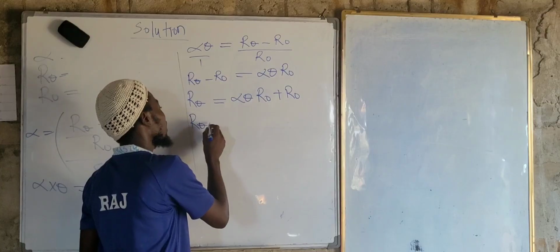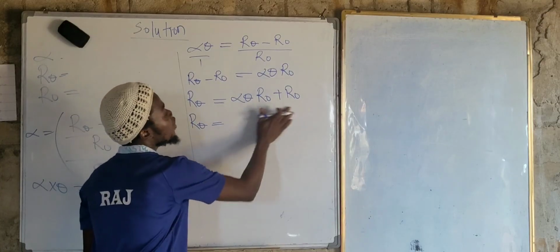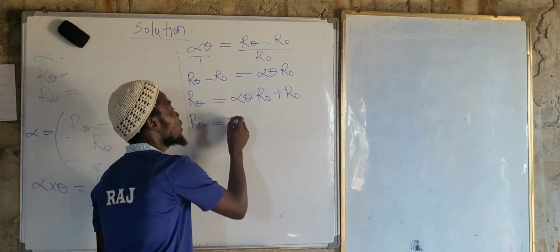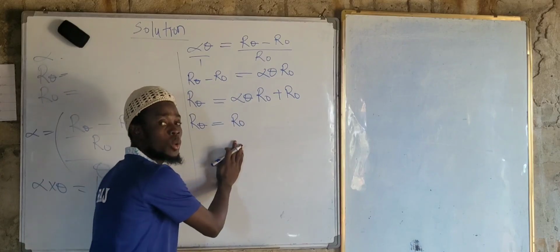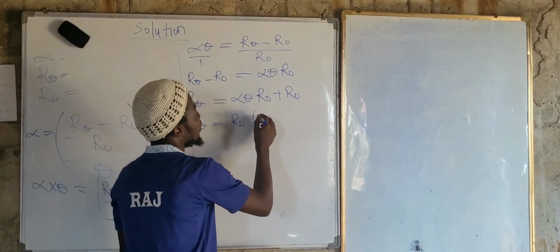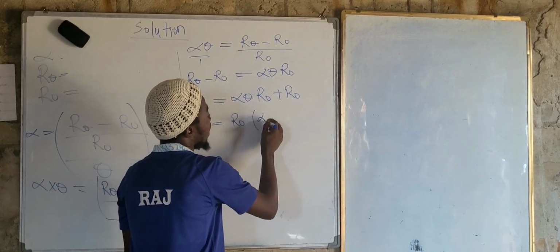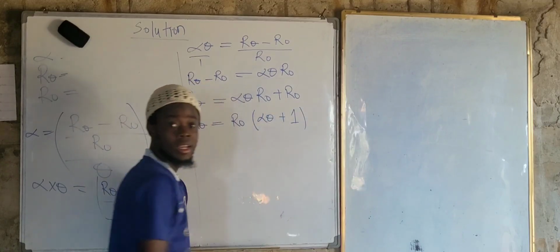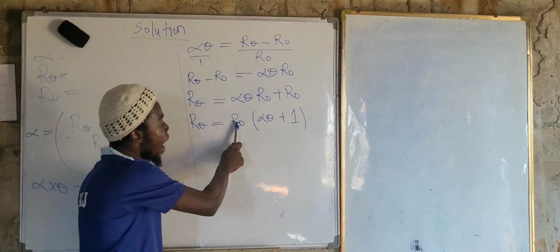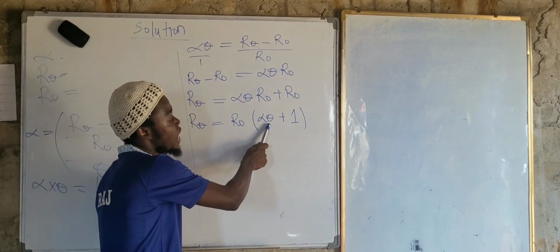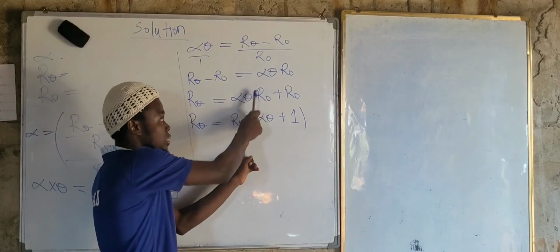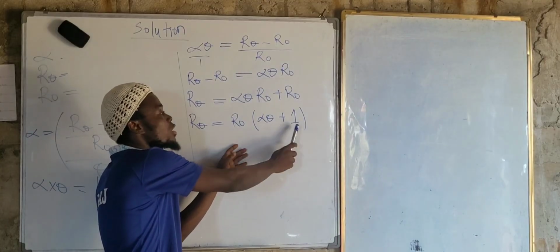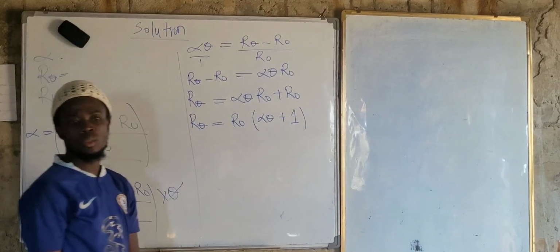R theta is equal to, now if you observe, something is common here. R0 is common, right? If we take R0 outside, what are we left with? We have alpha theta plus 1. Hope this is clear. R0 times alpha theta is the same as this guy, plus next we have 1, and R0 multiplied by 1 gives you R0.